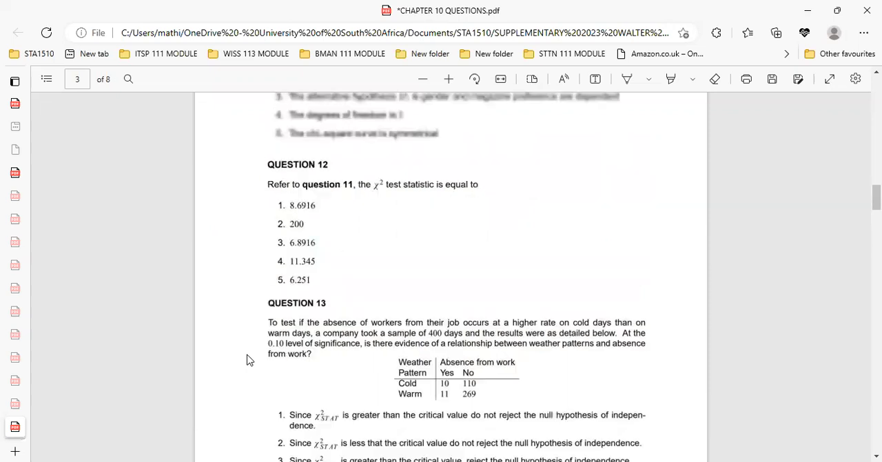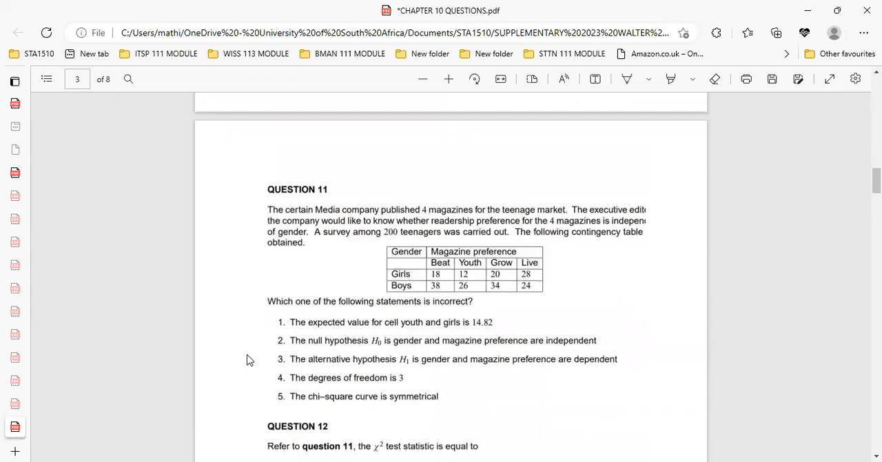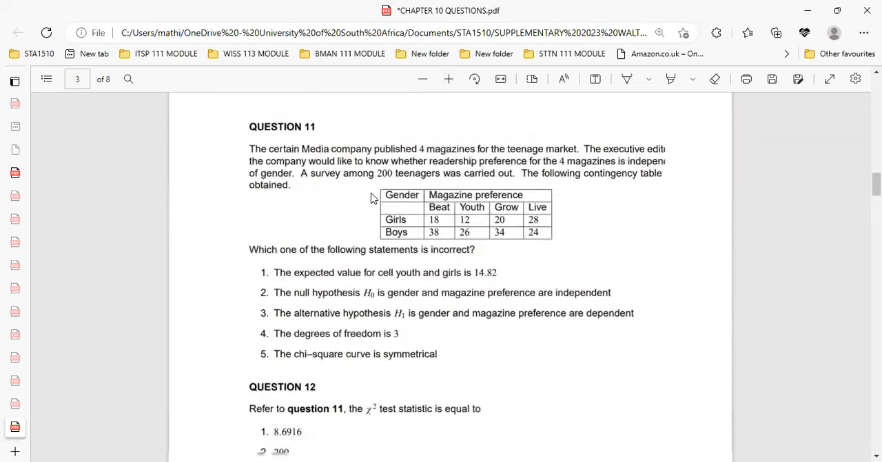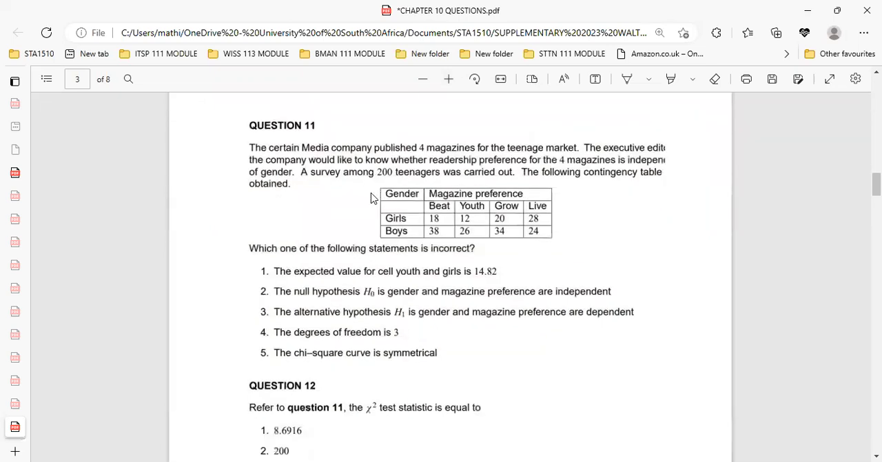Okay, let's look at this question here. It's question 11. It is as follows. A certain media company published 4 magazines for the teenage market. Now, the executive editor of the company would like to know whether readership preference for the 4 magazines is independent of gender. A survey among 200 teenagers was carried out. Here they show the following contingency table, with gender and magazine preference. Under gender, we have girls and boys.